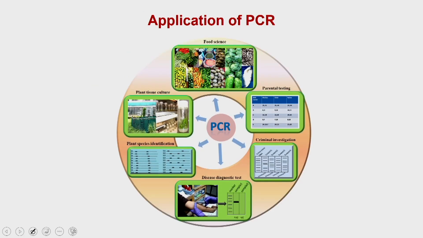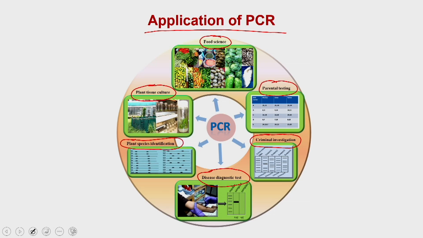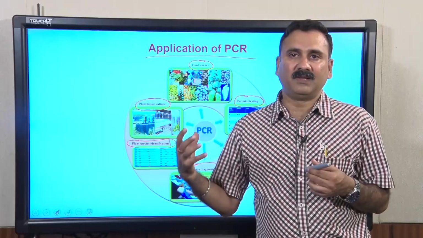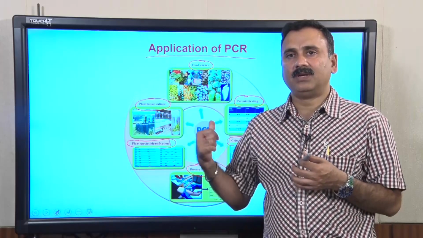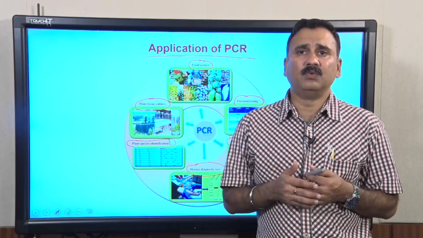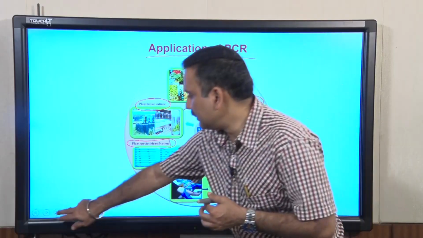Now at the end we would like to discuss the application of PCR in different fields. PCR has vast applications, whether it is food science, plant tissue culture, parental testing, all sorts of genetic investigations, criminal investigations, diagnostic purposes, or identifying or characterizing a plant species. Many times the molecular markers you use to identify a particular gene or plant are more specific compared to taxonomical evidences. So let us discuss a few of them.